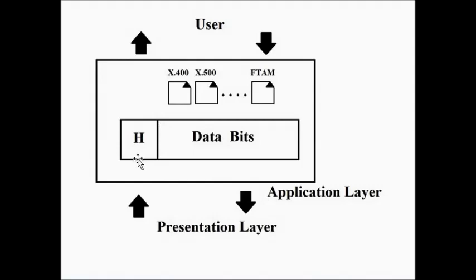So H7, because H stands for the header portion of the data packet of the application layer, and 7 because it is the seventh layer. Then the remaining is the data bits, the portion of the data or information which is to be either accessed or transferred. And then we have the various application services: X.400, the message handling service, X.500, the directory service, and FTAM, the file transfer and access management. There are many other application services. These are just to name a few.